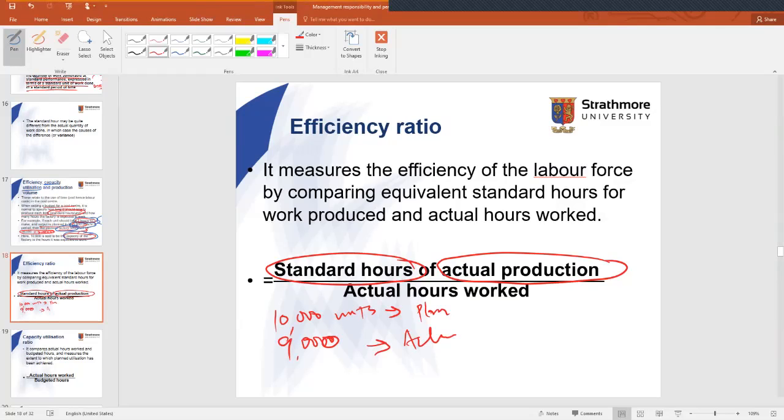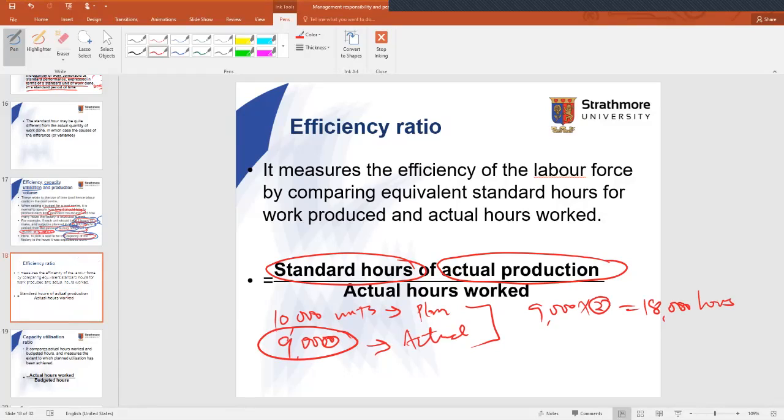The number of hours that these 9,000 units were meant to take is equal to 9,000 times 2, because to make 1 unit at a standard condition takes 2 hours. Therefore, the total number of hours it was meant to take is 18,000 hours, for instance. Is that clear?